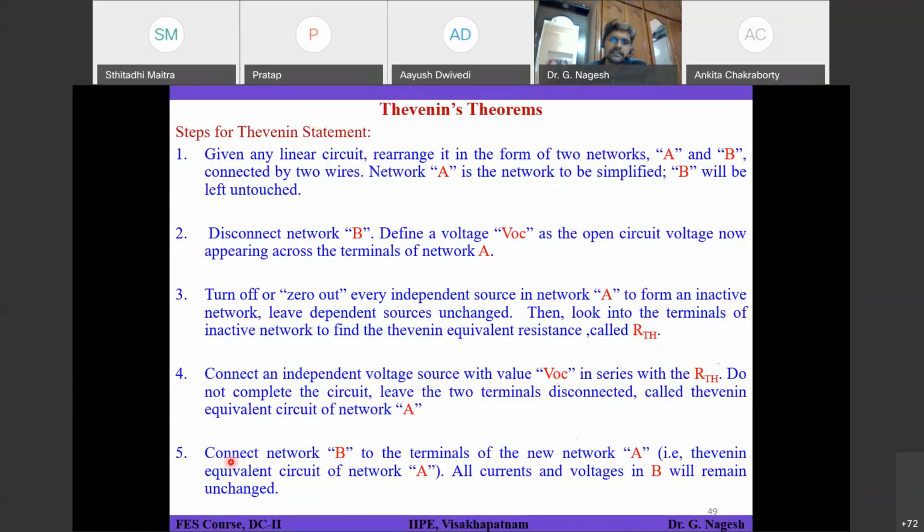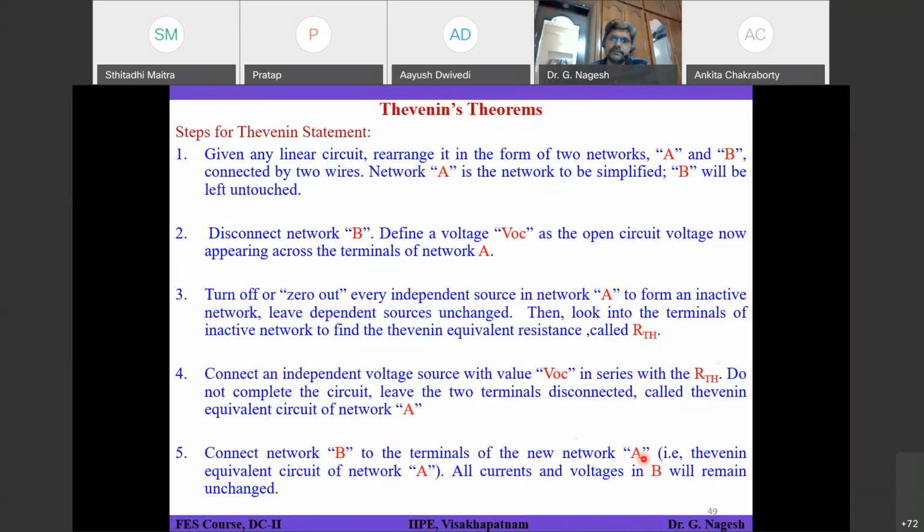Okay, then you connect network B back to the network A. That means you are simply bringing the load resistance RL and connecting it back. Okay, so now your entire circuit, if you see, you will have only VTH, RTH and RL. That is pretty easy to solve.